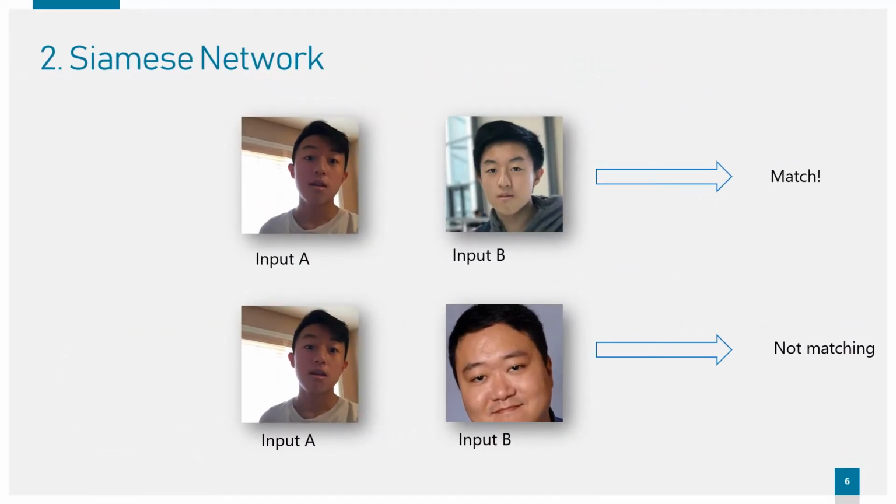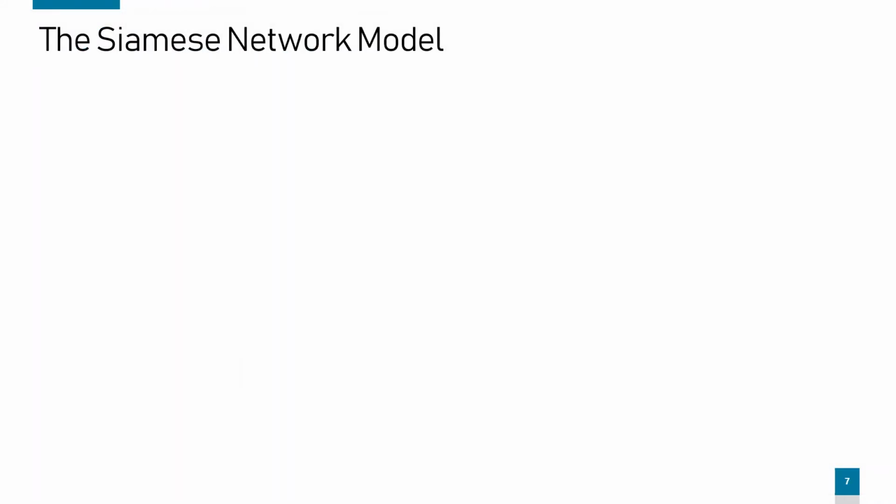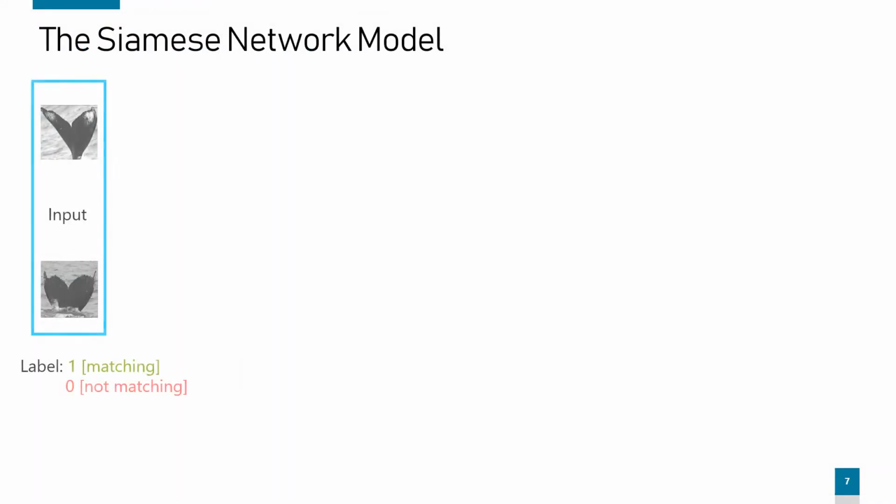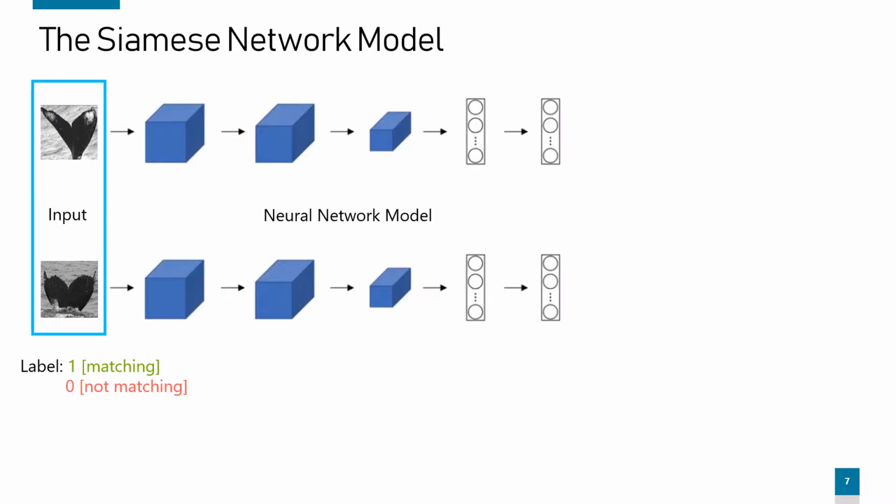The goal of a Siamese network is, given a pair of input images, determine whether that pair is a match or not matching. So here is the Siamese network model. It takes an input of an image pair labeled either matching or not matching. Each image is individually run through the neural network model, which outputs a feature map consisting of a 512-dimensional vector.